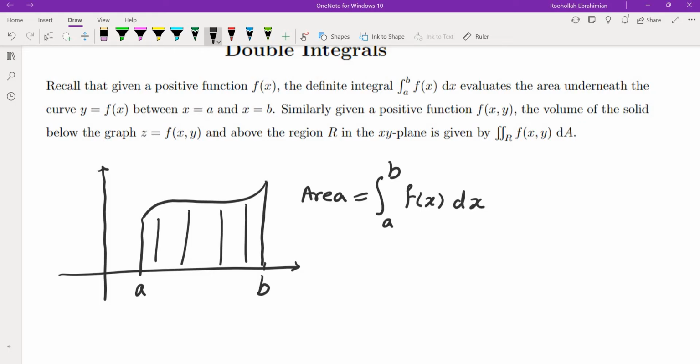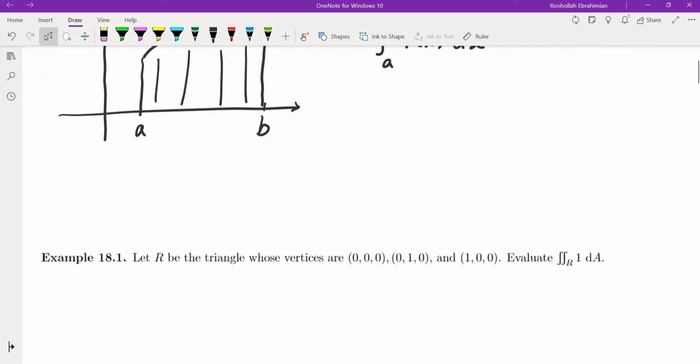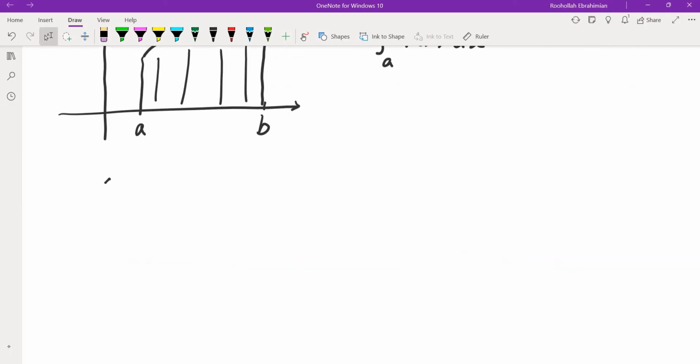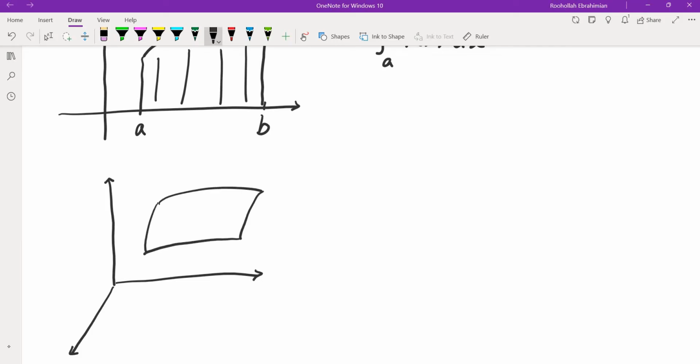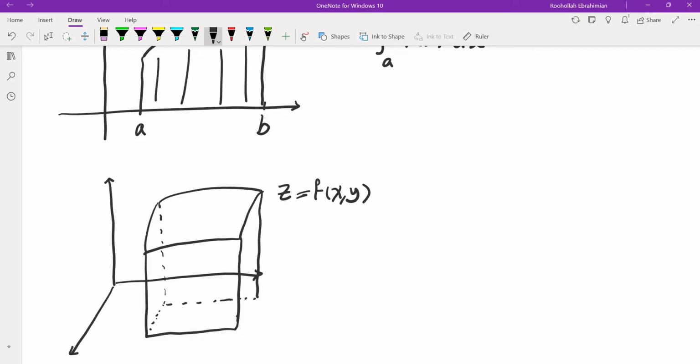Now, in multivariable calculus, and specifically for functions of two variables, we want to evaluate something similar, but it would be a volume. So the volume of the region underneath the graph of z equals f of x, y and above a region R in the xy plane is denoted by the integral of f of x, y dA.